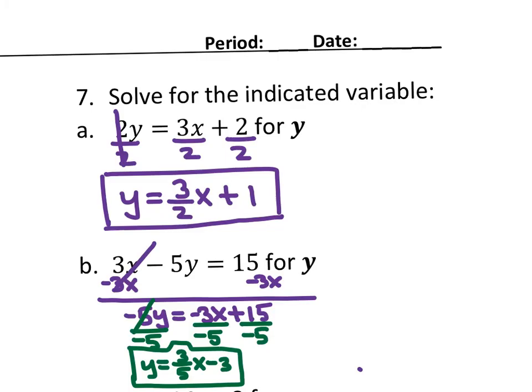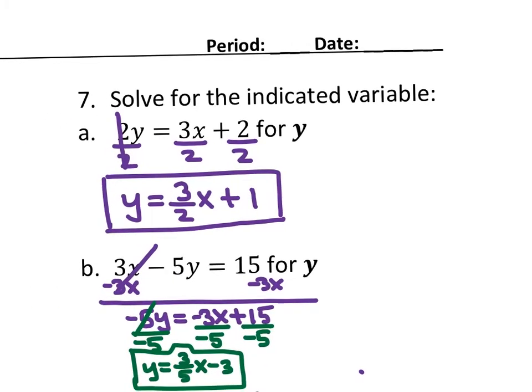Number 7. I need to solve for y because they're telling me to solve for y here. So to get y alone, it's being multiplied by 2. I'm going to divide by 2. This will cancel, leaving me with y. This does not cancel, but it's okay. I'm going to leave it as 3 over 2x. And 2 divided by 2 becomes 1. So plus 1.